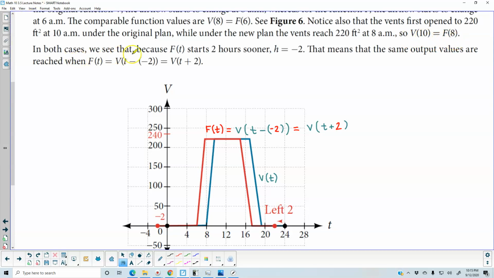In both cases, we see that because f of t starts 2 hours sooner, h is equal to -2. And that means the same output values are reached when f of t is equal to v of t minus -2, which is v of t plus 2. So what happened is that we shifted it to the left 2 units.